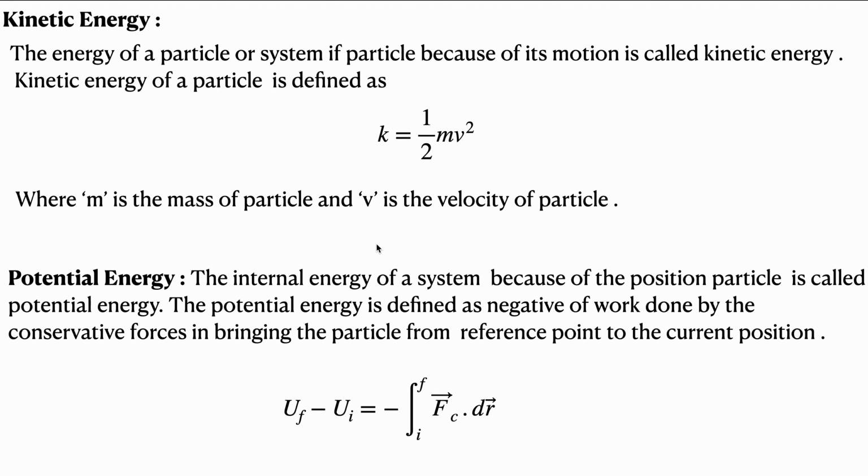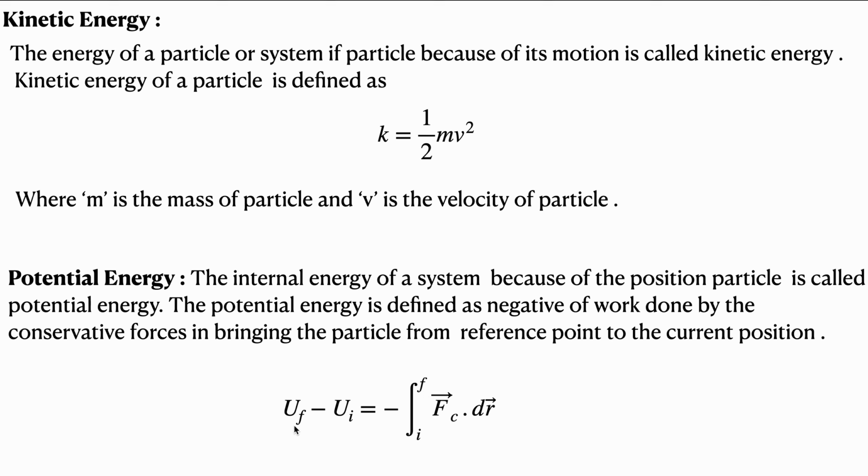Potential energy. The internal energy of a system because of its position is called potential energy. The potential energy is defined as the negative of work done by the conservative forces in bringing the particle from reference point to the current position. Mathematically, we can write U_f minus U_i equals minus integral from i to f of vector F_c dot vector dr. Here vector F_c is the conservative force and vector dr is the displacement, and i corresponds to the initial position and f corresponds to the final position.